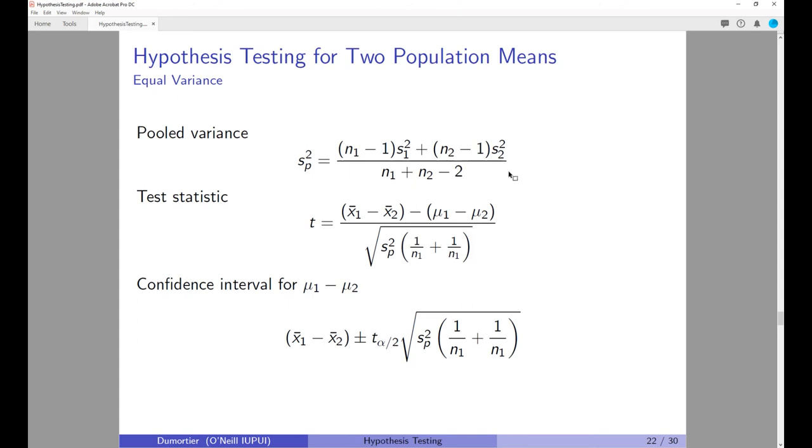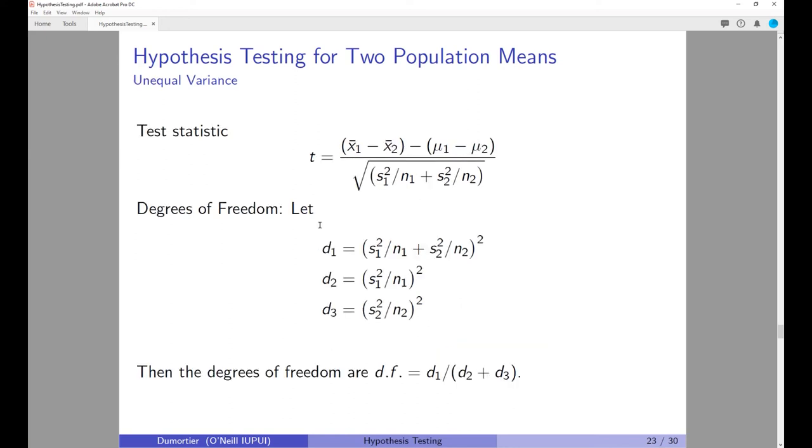Then, very much like before, we have a test statistic, and we will see that we compare this test statistic to a critical value. In the case where we have unequal population variance between the two groups, we are still going to calculate a test statistic, but we do not have a pooled variance. Also note that the degrees of freedom are calculated slightly differently, and we will see that they are not going to be an integer number anymore.